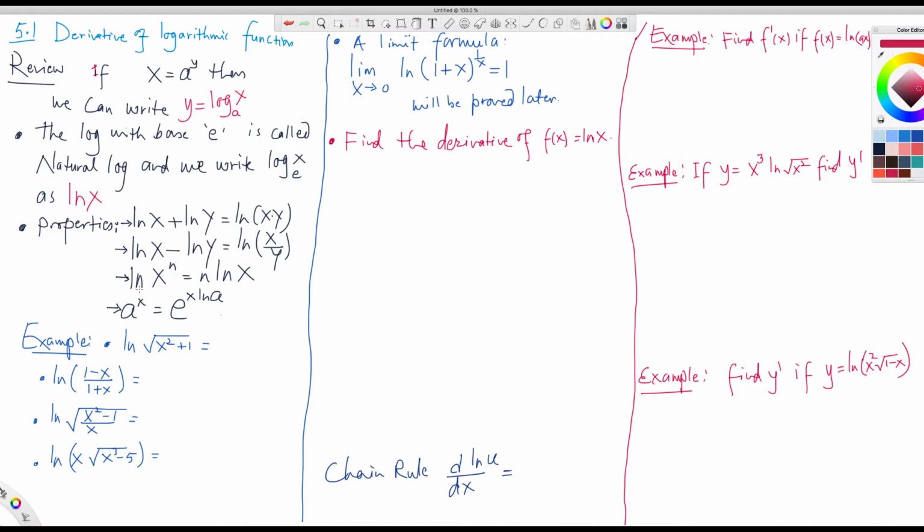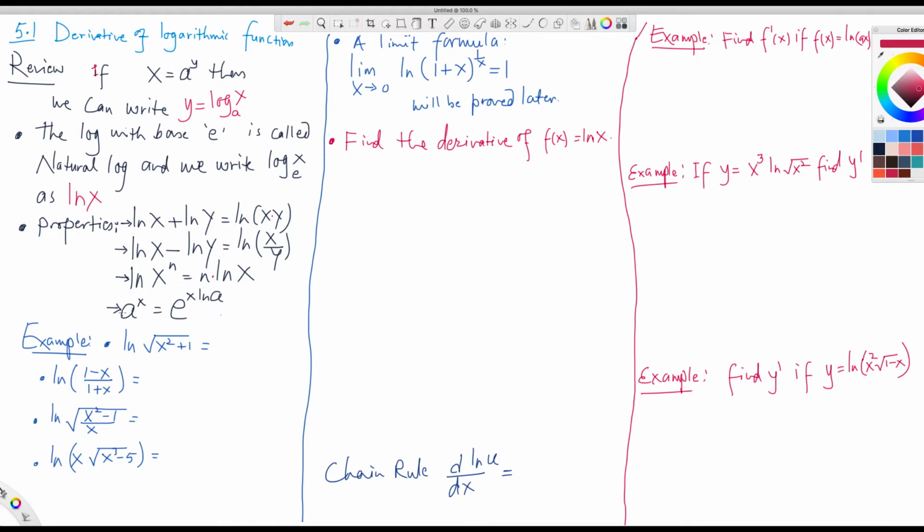If there is natural log of x to the n, ln x to the n, that n you can bring to the front and then write n times natural log of x. You can write that way, okay? And the last property here is a to the x. Any base a to the x can be written as, the a must be positive, again a must be positive, a to the x can be written as e to the x natural log of a.